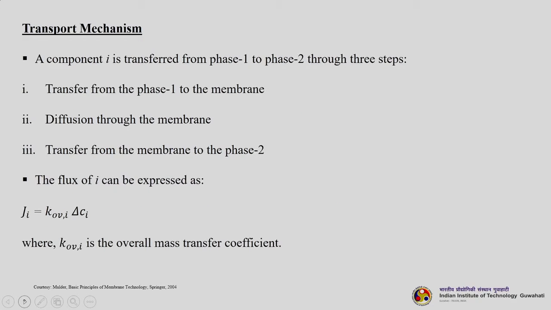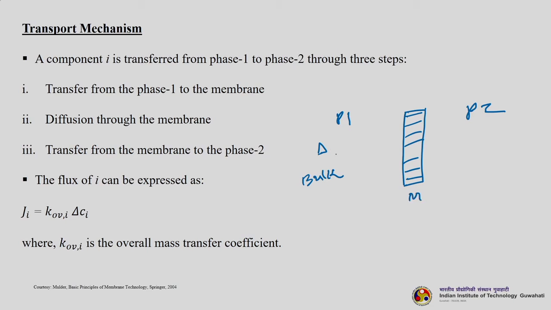So, the transport mechanism, let us understand how this is happening. A component i is transported from phase 1 to phase 2 in three steps. First is the transfer from phase 1 to the membrane, then diffusion through the membrane. Let me try to draw this. Let us say this is the membrane, this is phase 1, and this is phase 2. This component, which is present in the bulk, is to be transported to the other side of the membrane, that is the permeate side.